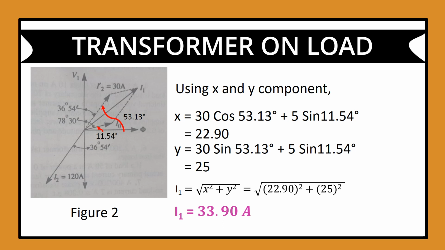So if we compute for that, we will get the x component as 22.90 amperes. For the y component, we have 30 sine 53.13 degrees plus 5 cosine 11.54 degrees. So the y component is 25 amperes. Therefore, our I sub 1 is equal to the square root of x squared plus y squared, which is the square root of 22.90 squared plus 25 squared, which yields 33.90 amperes as our answer for I sub 1.